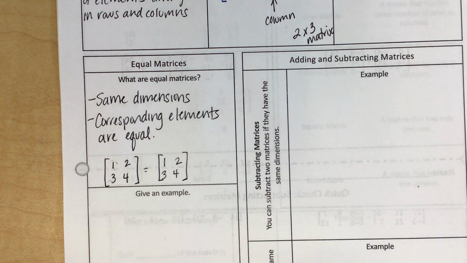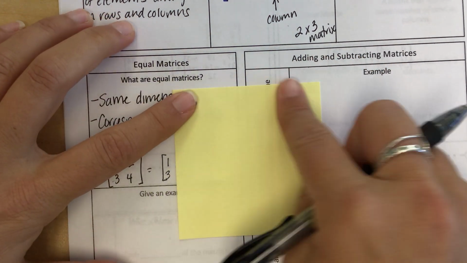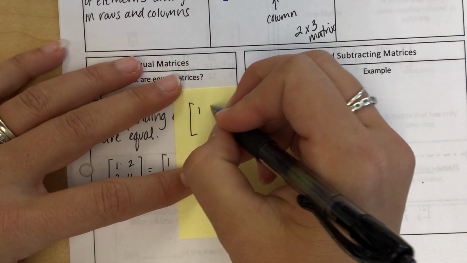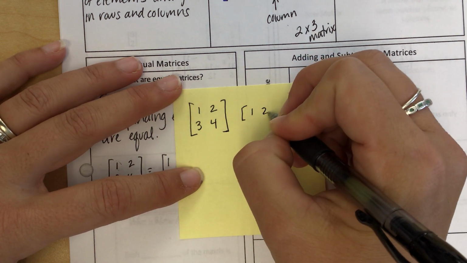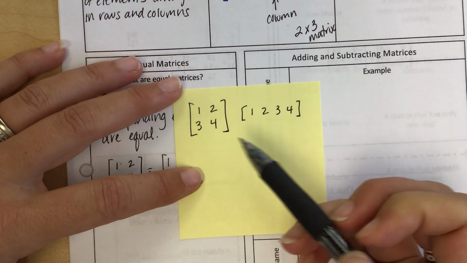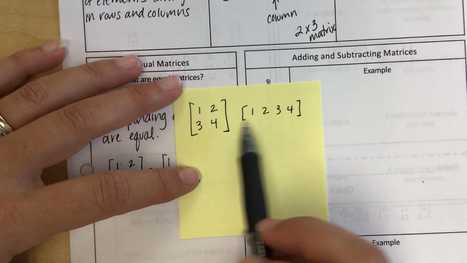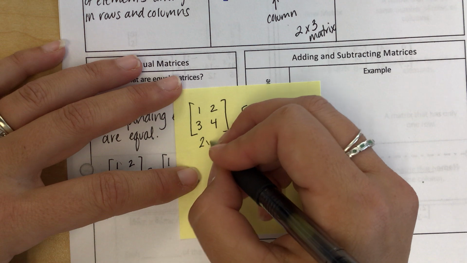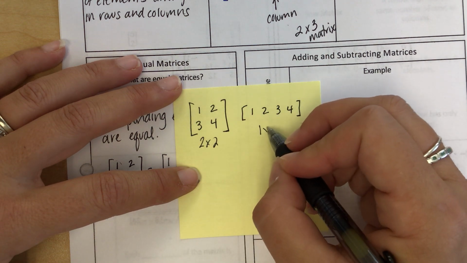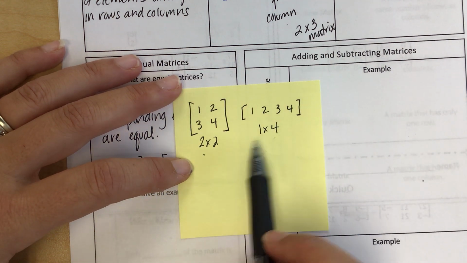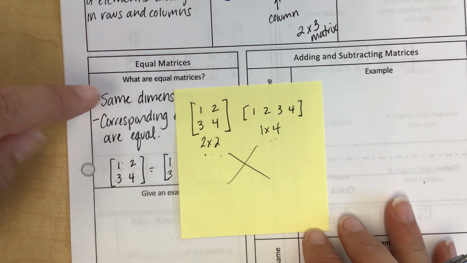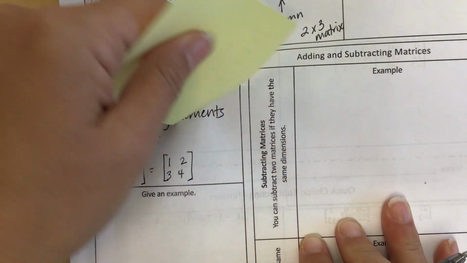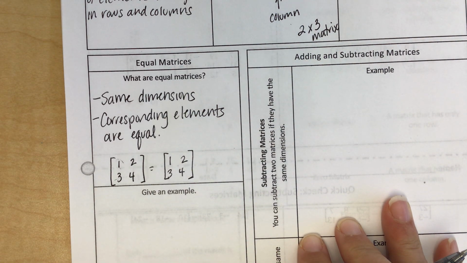For example, if we have 1, 2, 3, 4, and if I write it like this, they have the same numbers, right? The same numbers are in each. However, this is a 2 by 2 matrix, and this is a 1 by 4 matrix. So they're different size matrices, therefore these would not be equal matrices. To be equal matrices, they have to literally be the exact same.